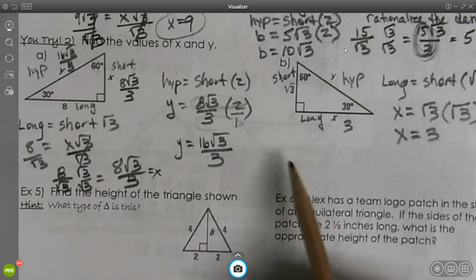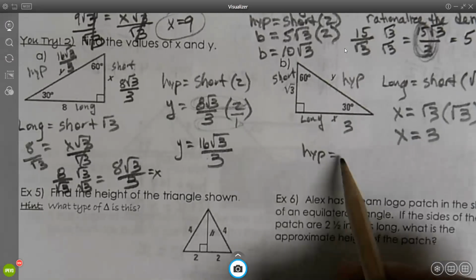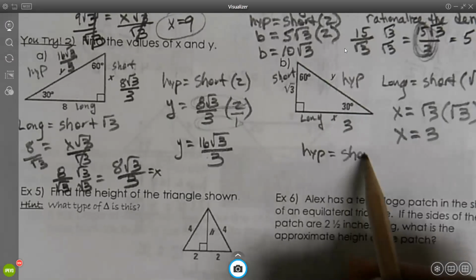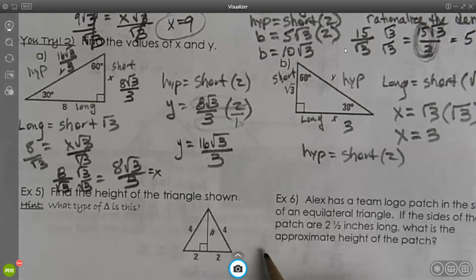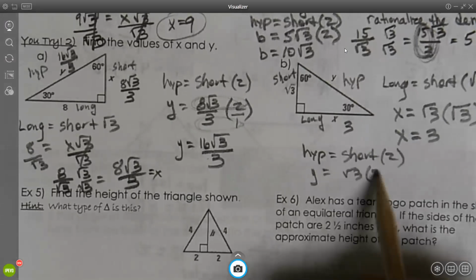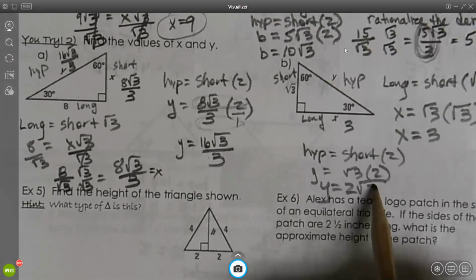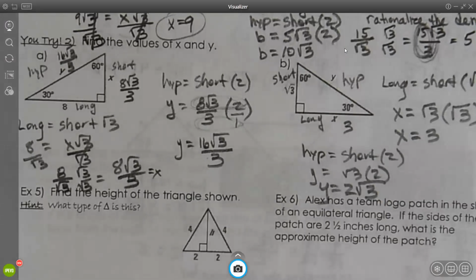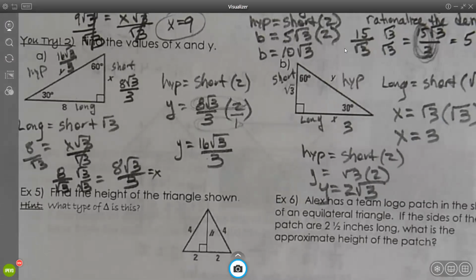And then the hypotenuse is simply the short leg times 2. So the hypotenuse, which is y, equals √3 times 2, which is going to be 2√3. We typically write the integer in front of the radical, not after it. Questions about that? All right.